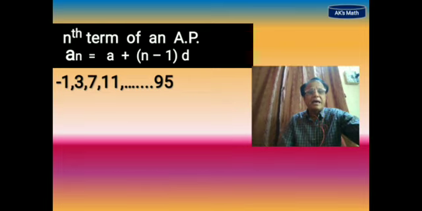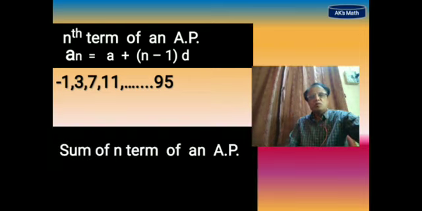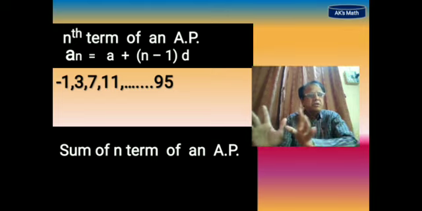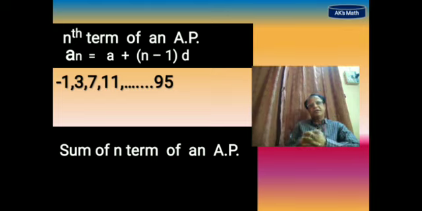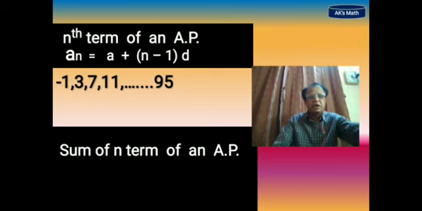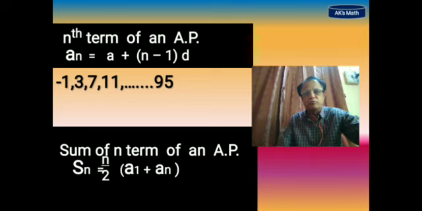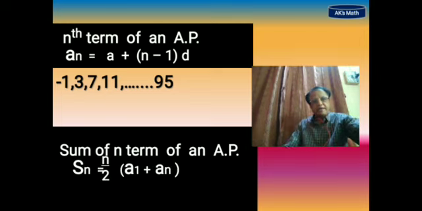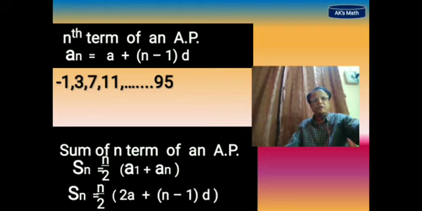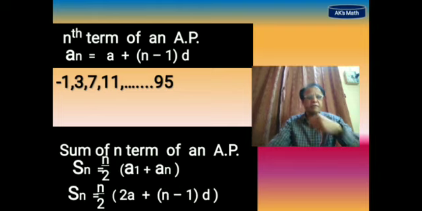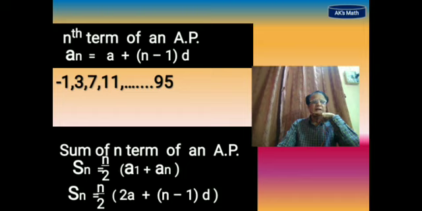Now we are learning the new formula, the sum of n terms. Now the above formula is related with the terms of the AP. Now this is the sum of n terms, and the sum of n terms we can find in two ways. Two formulas are there for our syllabus. Look at the first one. Sn is equal to n by 2 in bracket a1 plus an.